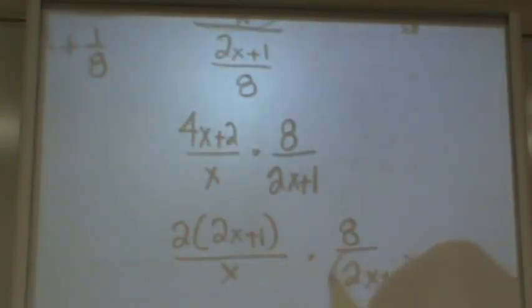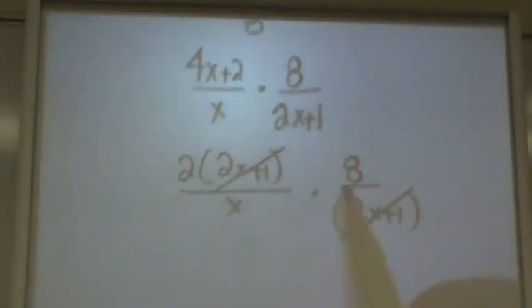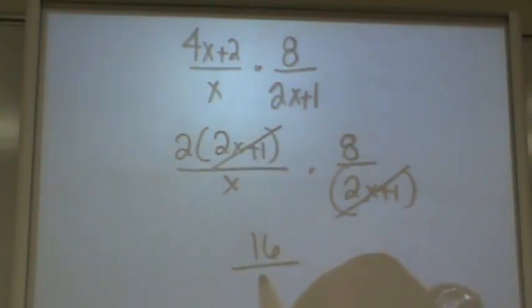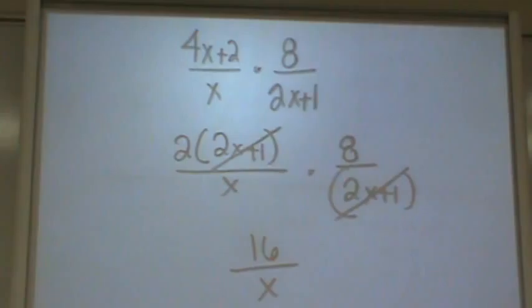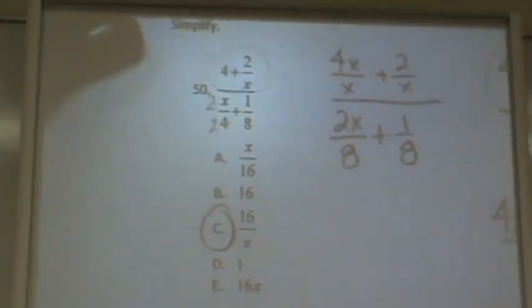Which is what? The 2x plus 1's cancel. And now that's all we can cancel. We can go ahead and multiply across. 2 times 8 is 16 over x, which is C. C is the correct answer.